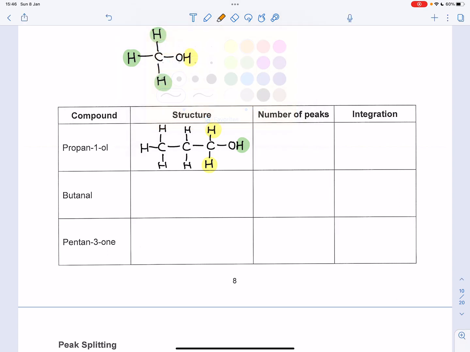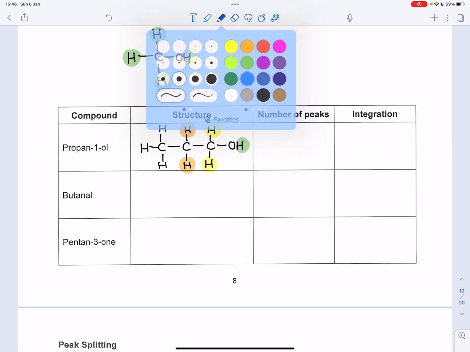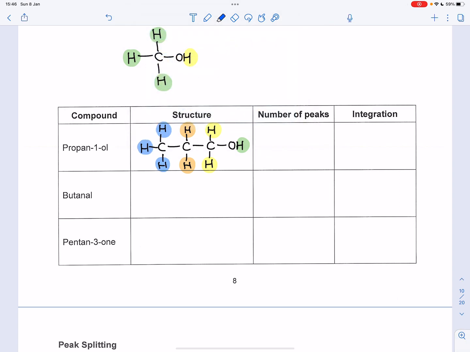Then we've got the 2 that live just 1 house further away, but they're not the same as the ones right by the alcohol. And then we've got the 3 identical to each other but different to everybody else that live on the methyl group at the end. And so in total we've got 4 different peaks.